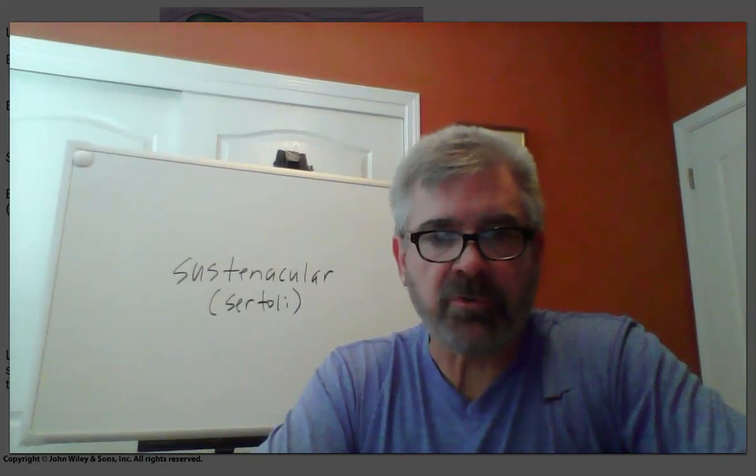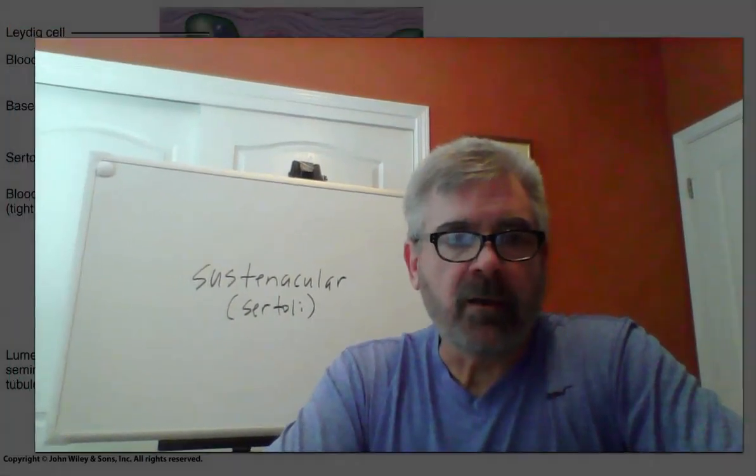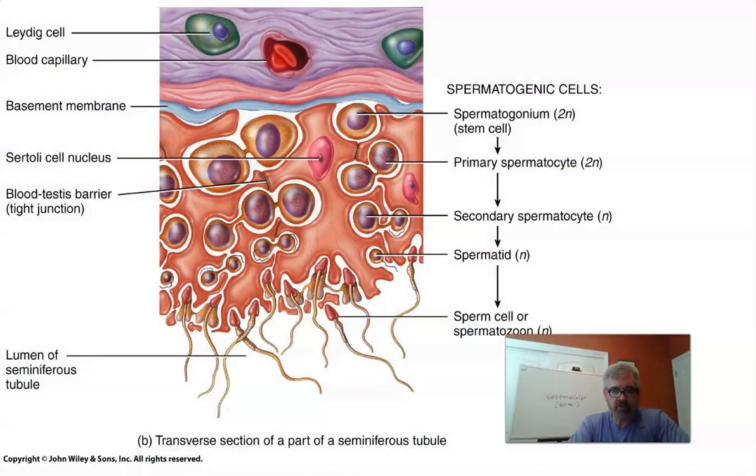Okay, it's capital S, so that's a proper name, Sertoli cells. Okay. So sustentacular Sertoli cells are going to be embedded in between these spermatogenic cells in here. Okay. They're going to go all the way from the basement membrane all the way to the lumen, as you'll see there. All right. The other type of cell, we'll talk about in just a minute, are going to be these Leydig cells.